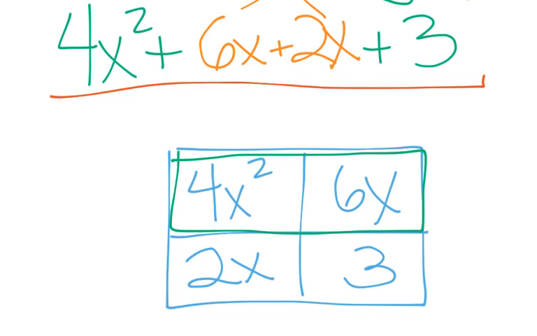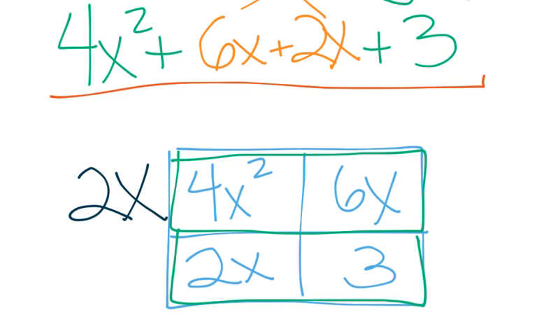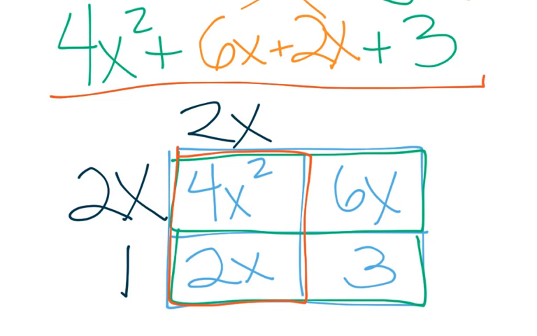Okay, 4 and 6 are both multiples of 2, and they both have an x, so we're going to say 2x. In our second row, 2x and 3 don't have anything in common, so we're just going to put 1. Okay, in our rows going down, we have 4x squared and 2x, so once again we have 2x that they have in common. And going down in our second column, we have 6x and 3. Those are both multiples of 3, so we're going to write 3.